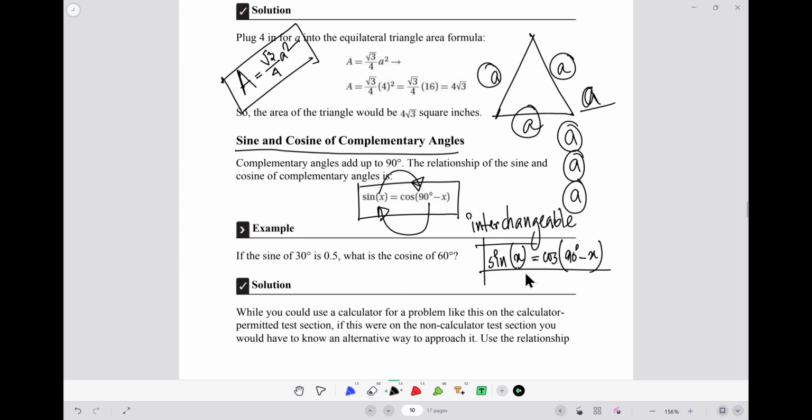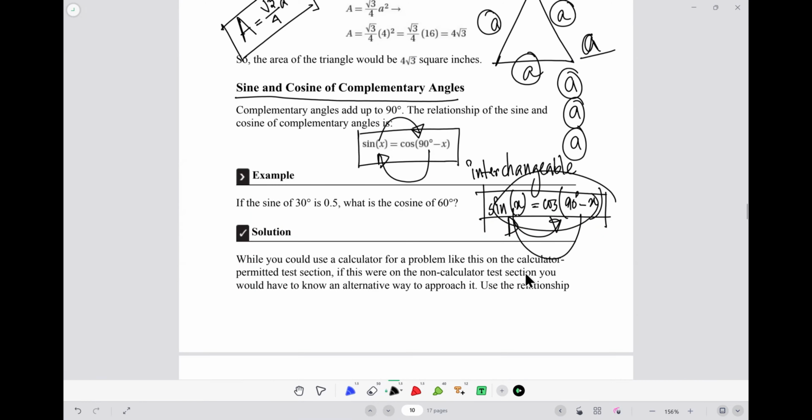This is basically the rule telling you that the sine function can also be transferred to the cosine function, and the cosine function can also be transferred to the sine function. This is the relationship. So what does that mean?